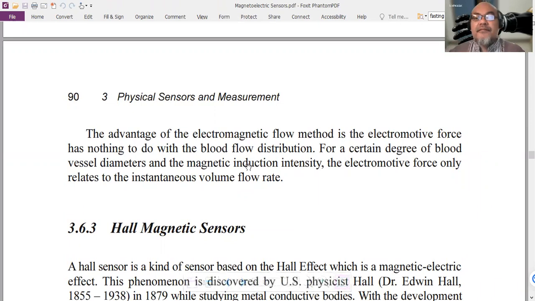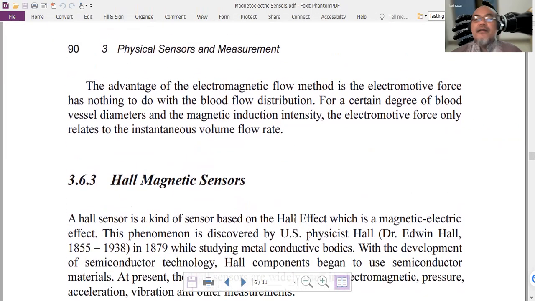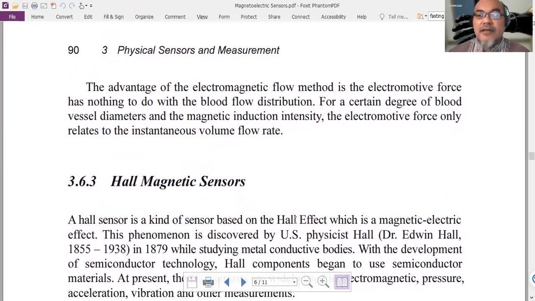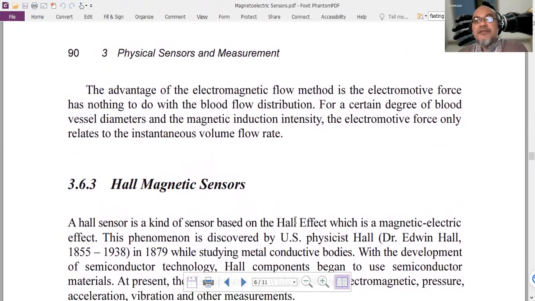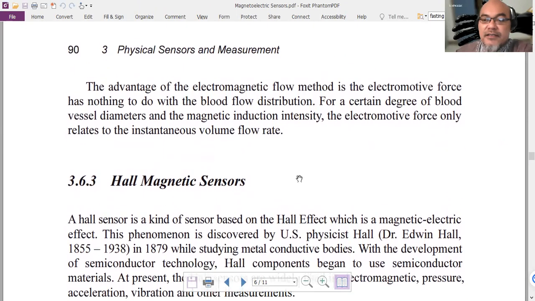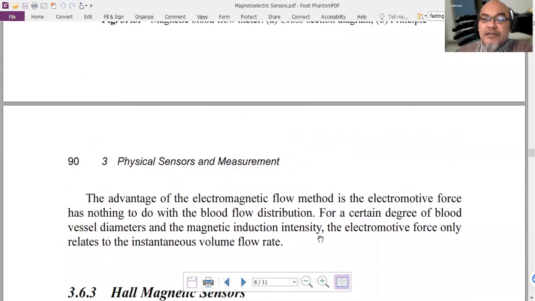The advantage of using this is that the EMF has nothing to do with the blood flow distribution. The EMF only relates to the instantaneous volume flow rate. Okay, that is how the magnetoelectric induction sensor is used, one of the applications being to measure blood flow.